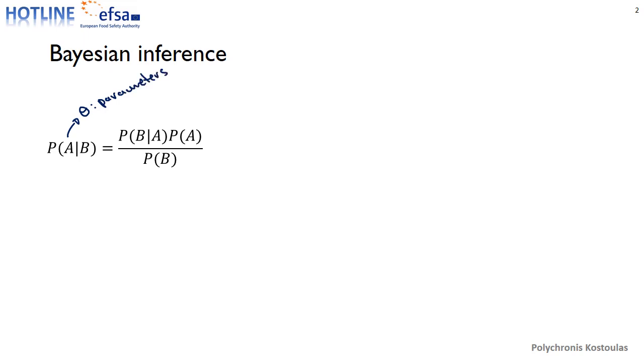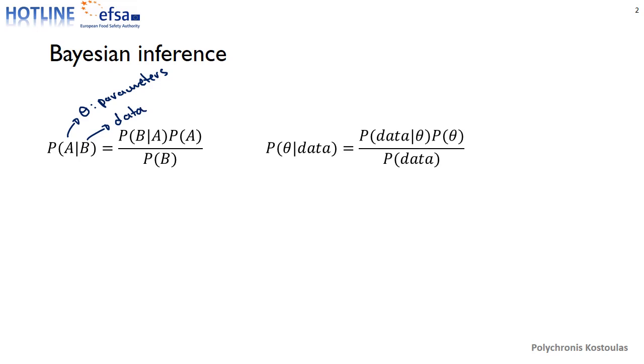to estimate, and B with data, which is the data that we have, we get this form where the probability of observing theta given the data is what we call the posterior distribution, which is what we want to estimate, and the probability of observing the data given theta is the likelihood of the data, and the probability of observing theta is our prior belief about the parameters.